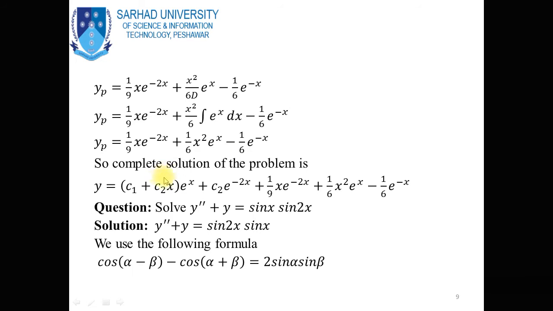Now the overall solution for the given third order non-homogeneous linear differential equation is (c1 + c2x) e^x + c3 e^(-2x) + 1/9 x e^(-2x) + 1/6 x^2 e^x - 1/6 e^(-x). So this is the general solution of the given third order non-homogeneous linear differential equation.